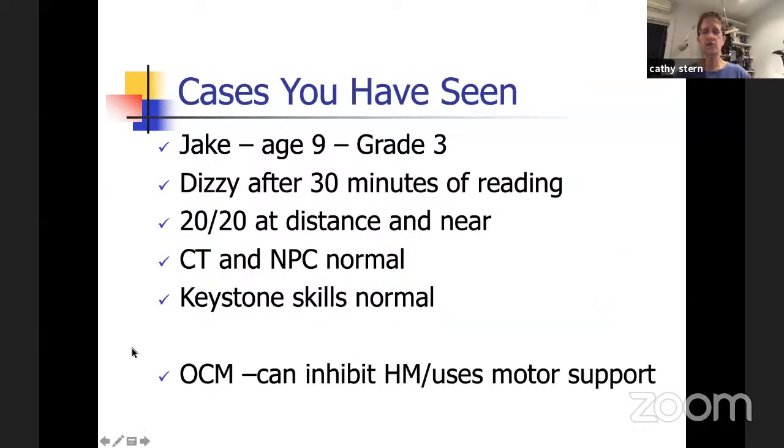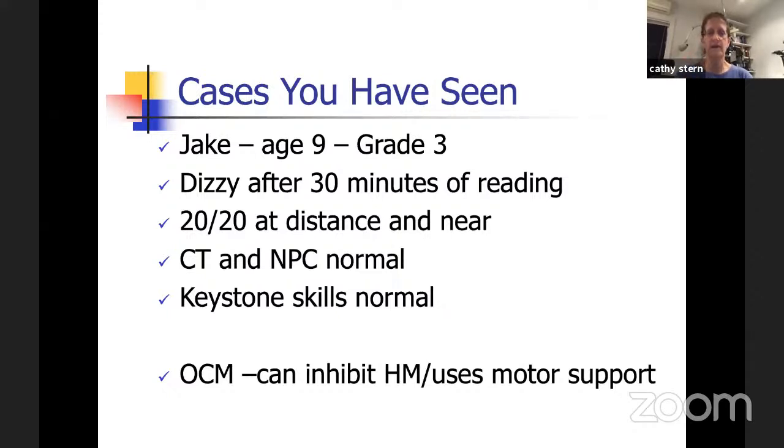So here's Jake. He's 9 years old. He's in the 3rd grade. He says that he gets dizzy after he reads for 30 minutes. He's 20/20 or 6/6 at distance and at near. His cover test and his near point of convergence are normal. The Keystone Skills profile that we do, everything is normal. You do oculomotor testing. He can inhibit head movement, but he does use some motor support.